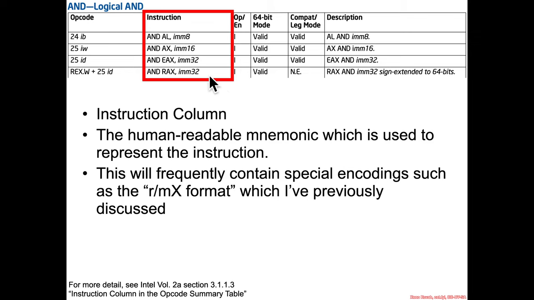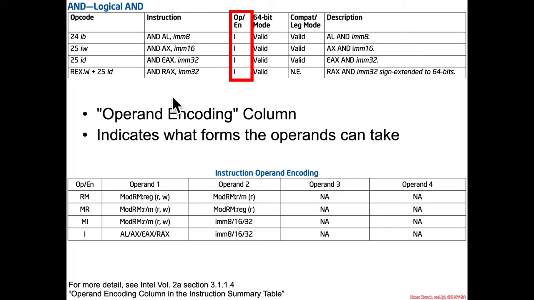And just 32-bit size. This column is frequently where you will see the RMX specified, so RM8, RM16, RM32. We'll see an example of that in a little bit. Okay, the operand encoding column has a little textual representation of how you would encode the various operands.